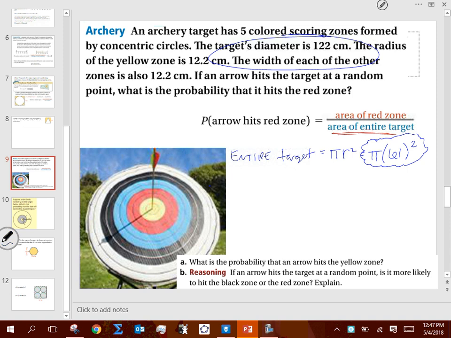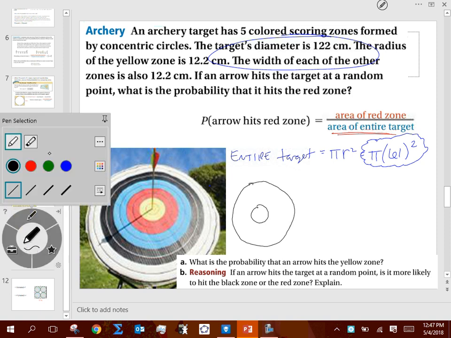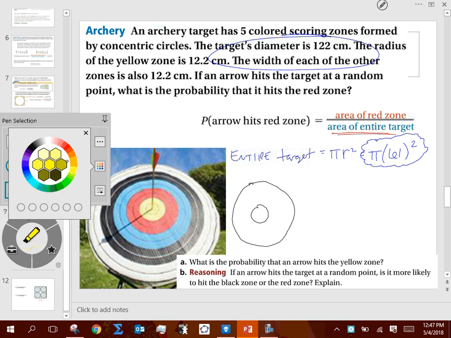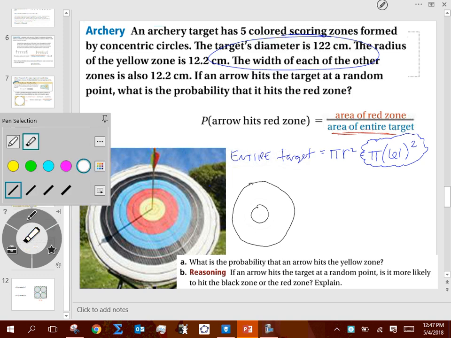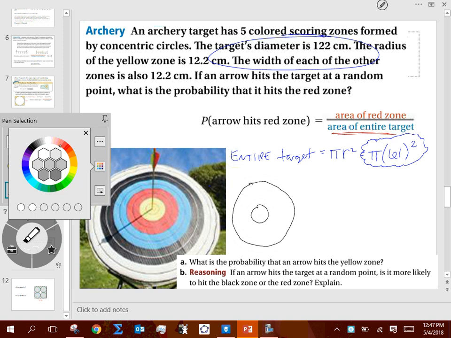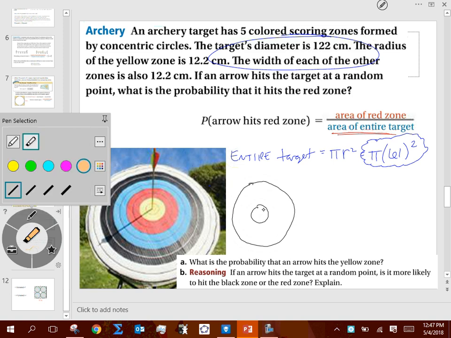And here's kind of the breakdown of this. Our red region would be kind of this region here, right? Now, what does that look like to you? A donut, okay. The math word for that is annulus. We got to find the area of that thing.